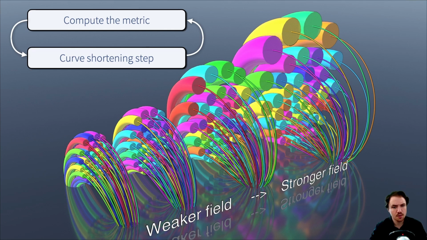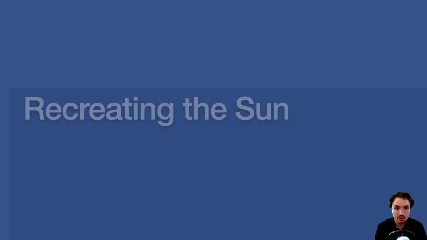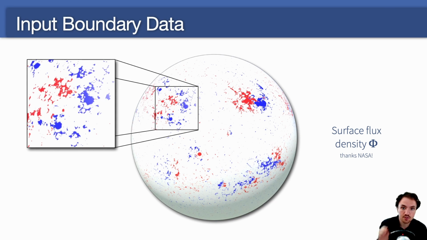In practice, we need a good choice of initial filaments. So in our main target application, recreating the sun, we will explain how we initialize filaments for our algorithm. Luckily for us, NASA provides a large archive of solar magnetic surface flux data. The red bits here show where the magnetic field comes out of the surface, and the blue parts show where the field goes back inside. As you can see, the solar magnetic field is pretty wild.